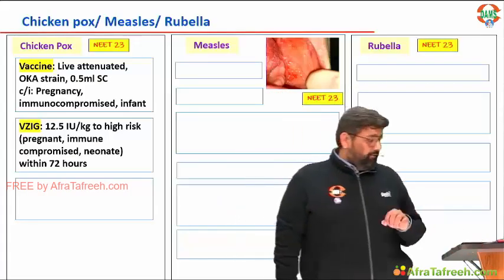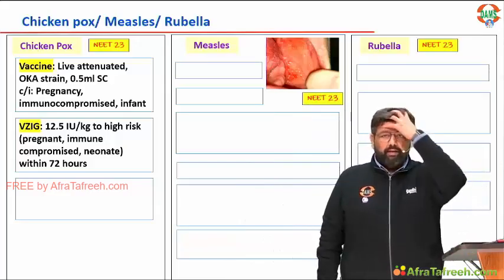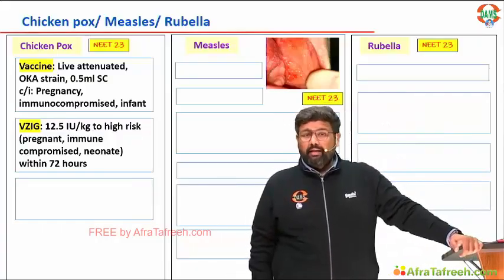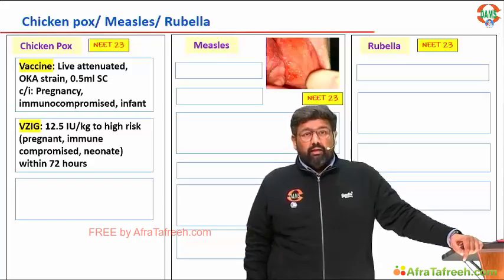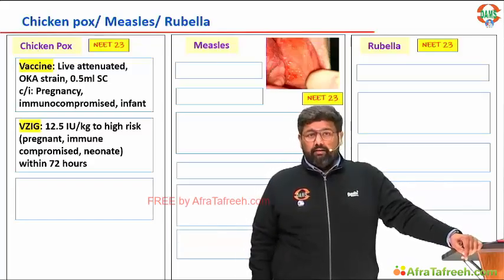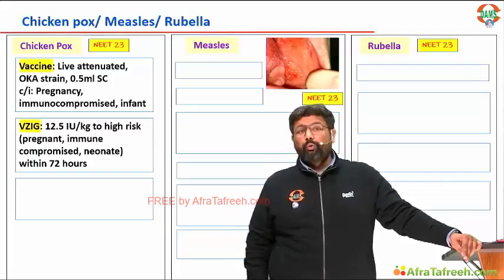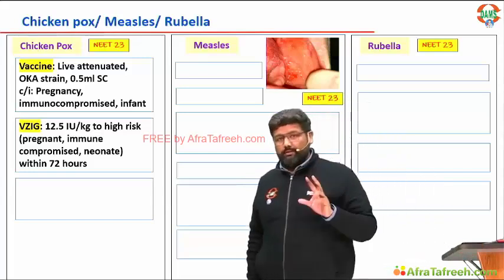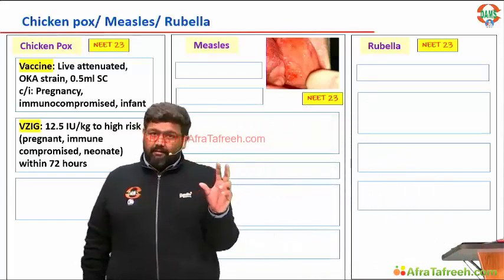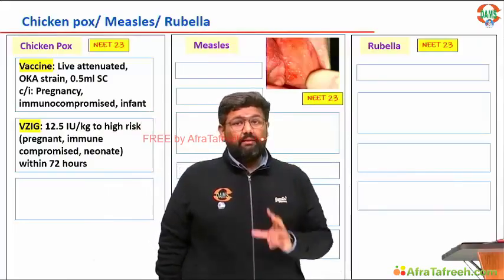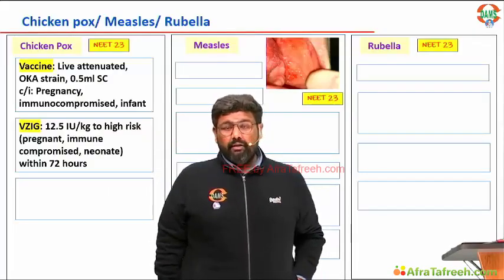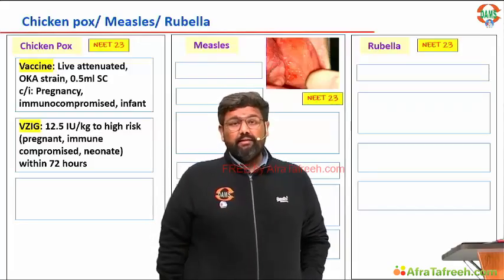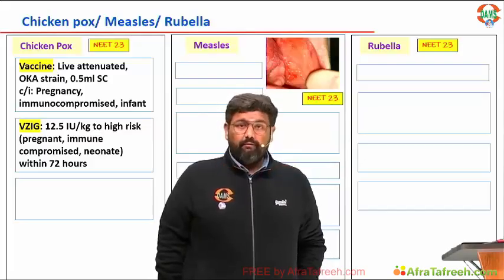Now, if the exposure is there and vaccine cannot be given, in that case we give immunoglobulin. The dose is 12.5 international unit per kg to high risk: pregnant, immunocompromised, neonates within 72 hours. Suppose you have a pregnant woman, they are at high risk. If a pregnant woman got exposed to chickenpox, here the chances of congenital varicella are there. You need to give immunoglobulins.